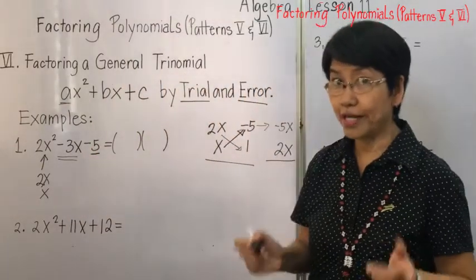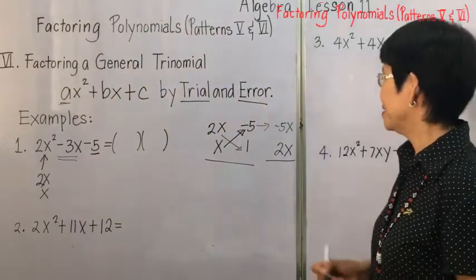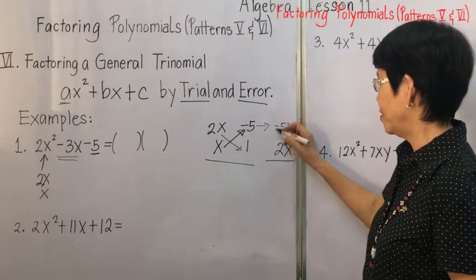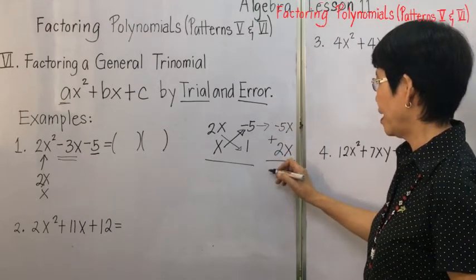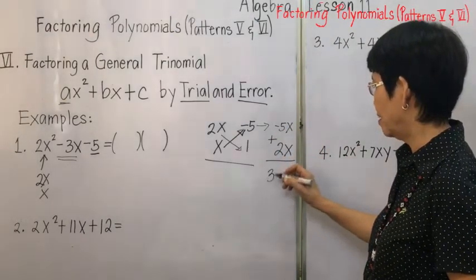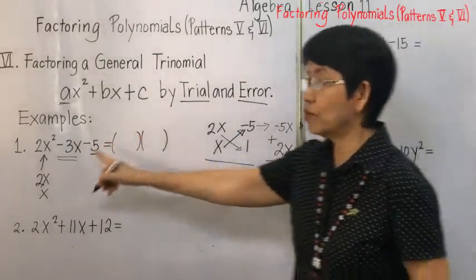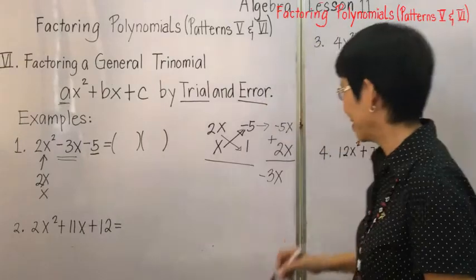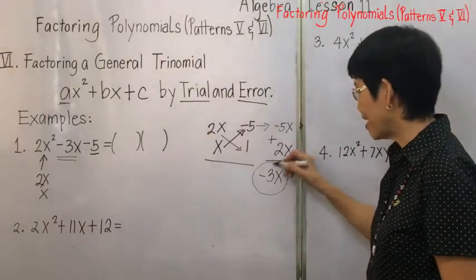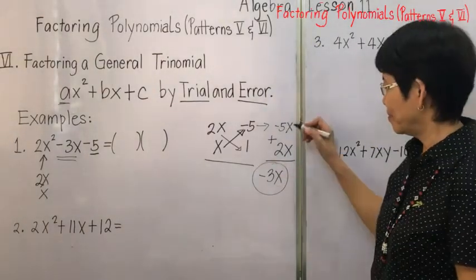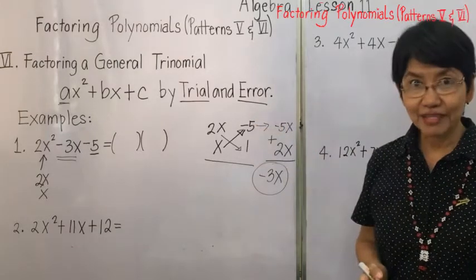Our goal is to get the middle term. So if you add this, we have negative 3x, which is our middle term. After getting the correct middle term, we have the right factors.